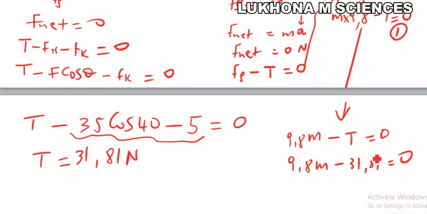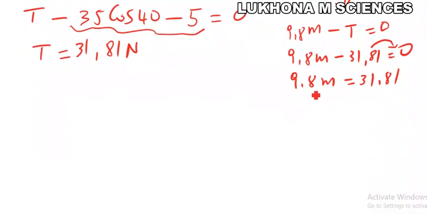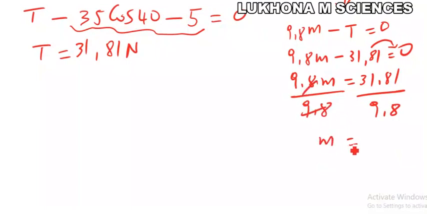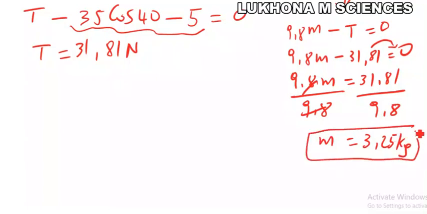Then we transpose this one. We have 9.8m, which is equal to this one. When it goes to that side, it's positive 31.81. Then we divide by 9.8 on both sides. So the mass now is equal to 3.25 kg. So that question is answered. That is the mass that we're looking for.